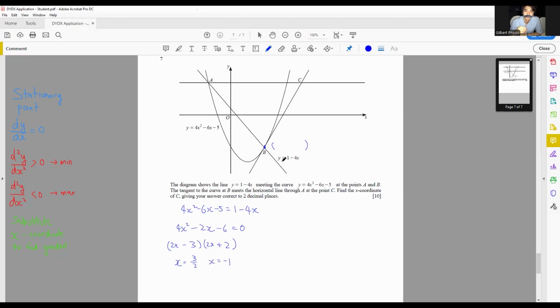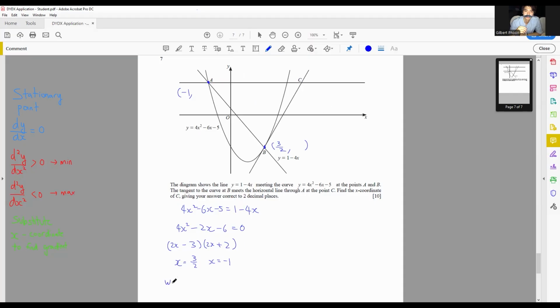Using the graph that you can see here, you can use logic and explain that this is x coordinate of negative 1, y coordinate something, and this is x coordinate of 3 over 2, y coordinate something else, right? Now that you have the x coordinates of A and B, you can actually find the y coordinates because you need to find the equation of this line as well.